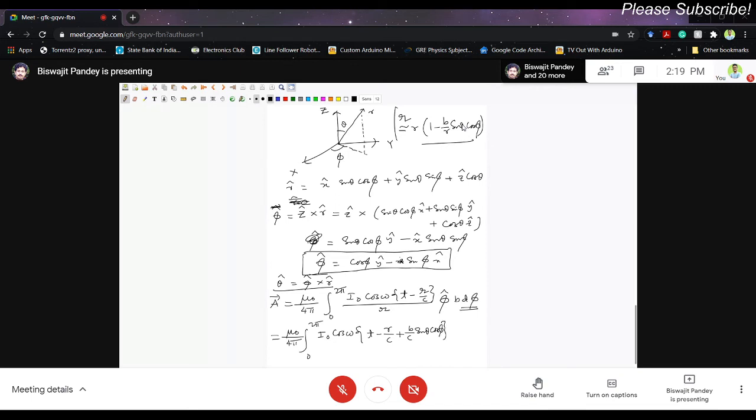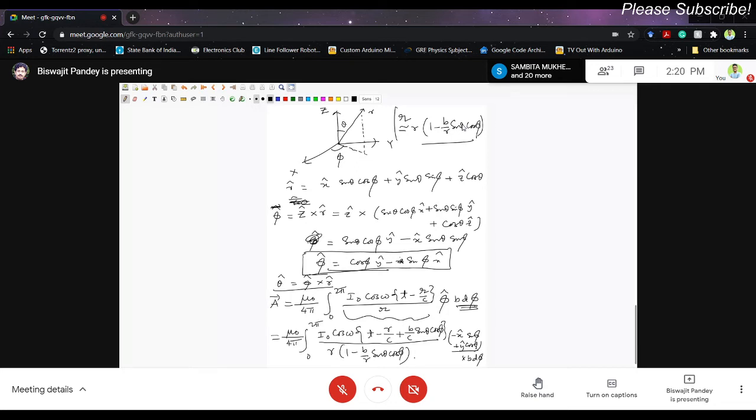This is cos, and r, what is r? Curly r is nothing but this one, r into 1 minus b by r sin theta cos phi, right? And what is phi cap? We found phi cap a little while ago, this is phi cap. So phi cap is minus x cap sin phi plus y cap cos phi. This is into b d phi, and this is the entire expression.